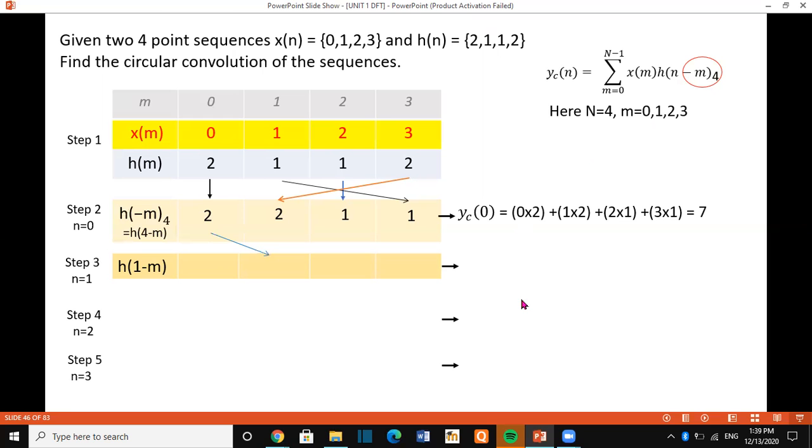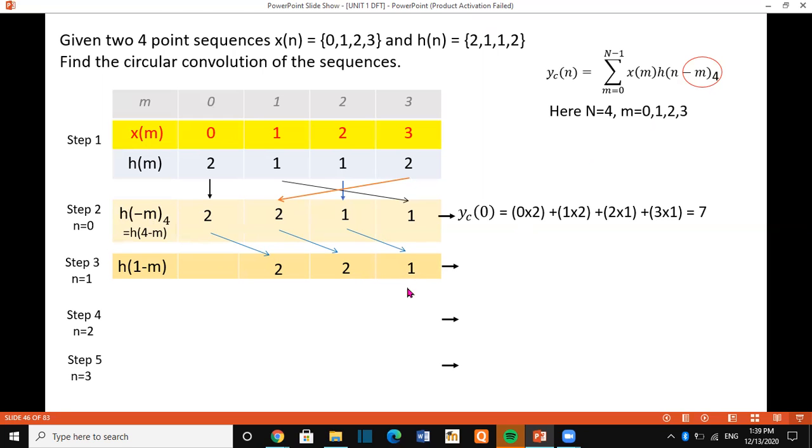Again, h of 1 minus m is nothing but circularly shifting this sequence to the right by 1. If I shift this sequence to the right by 1, this 2 will come over here. Again, this 2 will come over here to the right, and this 1 will come over here, again shifted by 1 value to the right.